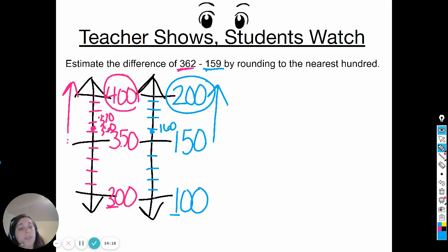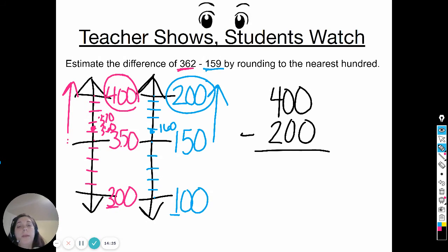So now what I can do is I can go ahead and do my subtraction. 400 minus 200. I start in the ones. 0 minus 0 is 0. 0 minus 0 is 0. 4 minus 2, or 4 hundreds minus 2 hundreds is 2 hundreds. So 362 minus 159 is about 200, rounded to the nearest hundred.